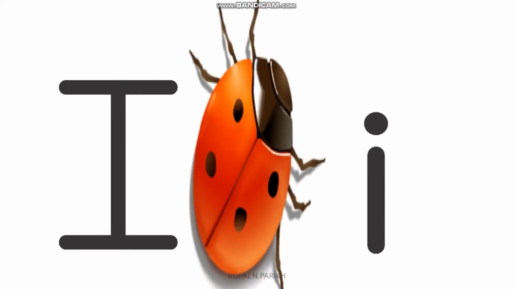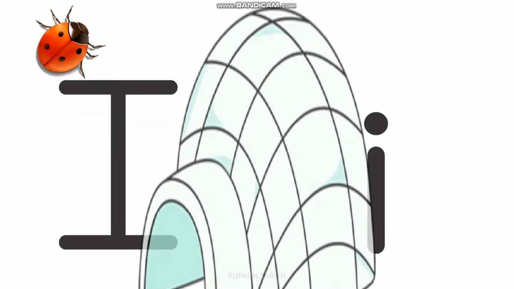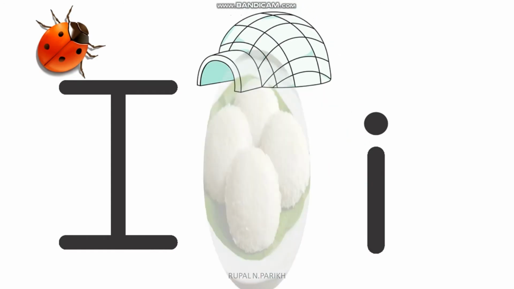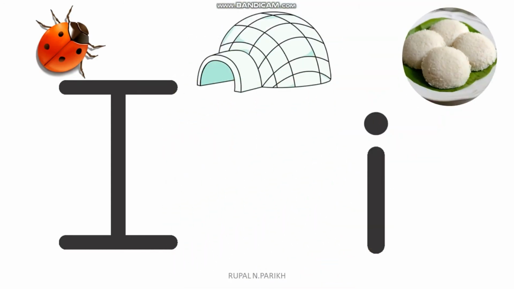Capital I, small i, Mama I, baby I. The sound of letter I is E. I for insect, igloo, idli, injection.